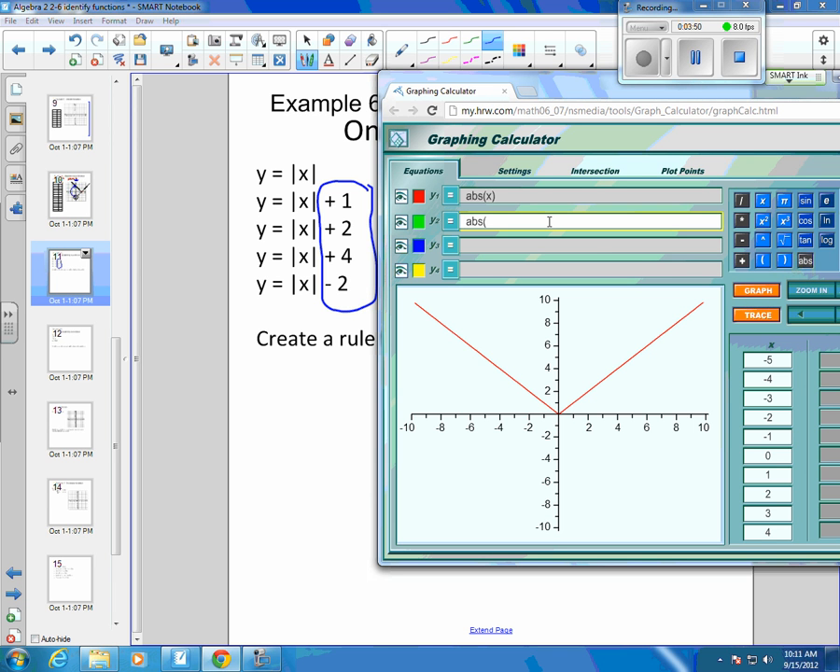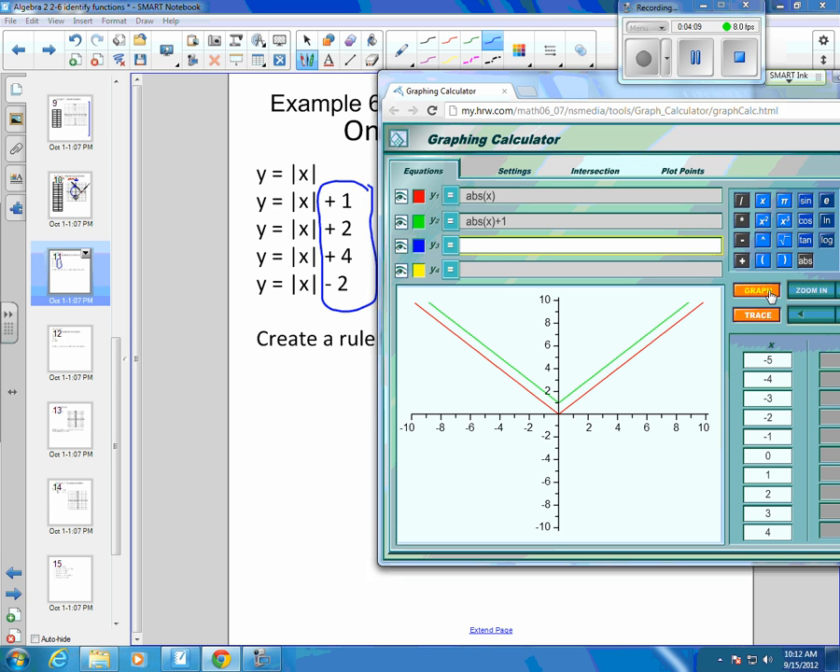Absolute value, and this one I want to do of x. But then I want to add 1 at the end of it, outside the absolute values. Now let me graph that one. And you're going to see that that one moved up 1. So when it's adding 1 on the outside of the absolute value, it went up 1.